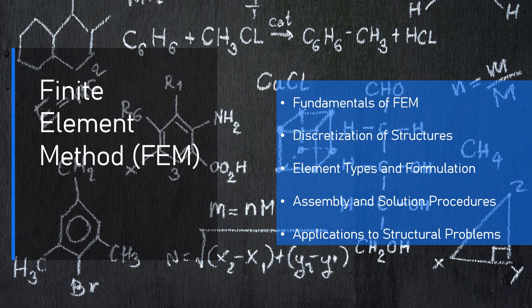3. Convergence study. To ensure accuracy, a convergence study is performed where the solution is obtained for progressively finer meshes. The results are compared to see when the solution stabilizes, meaning further refinement does not significantly change the results. This helps to ensure that the computational cost is justified by the required accuracy.